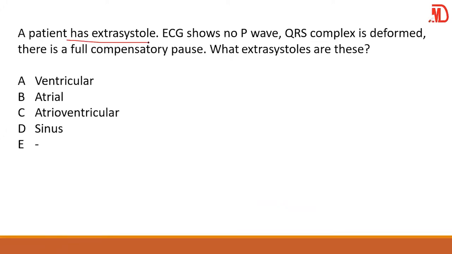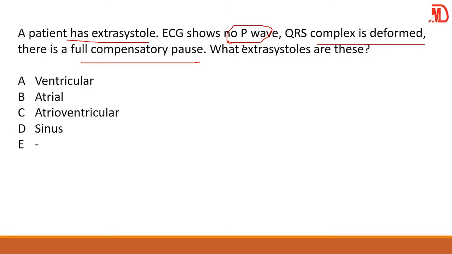Patient has extra systole. That means it's beating what? It's not resting between beats. Okay, I don't know how to even put it, but extra systole is simply a premature contraction of the heart, or a premature heartbeat. Now, the ECG shows no P wave. The QRS complex is deformed. There is a full compensatory pause. What extra systole is this?